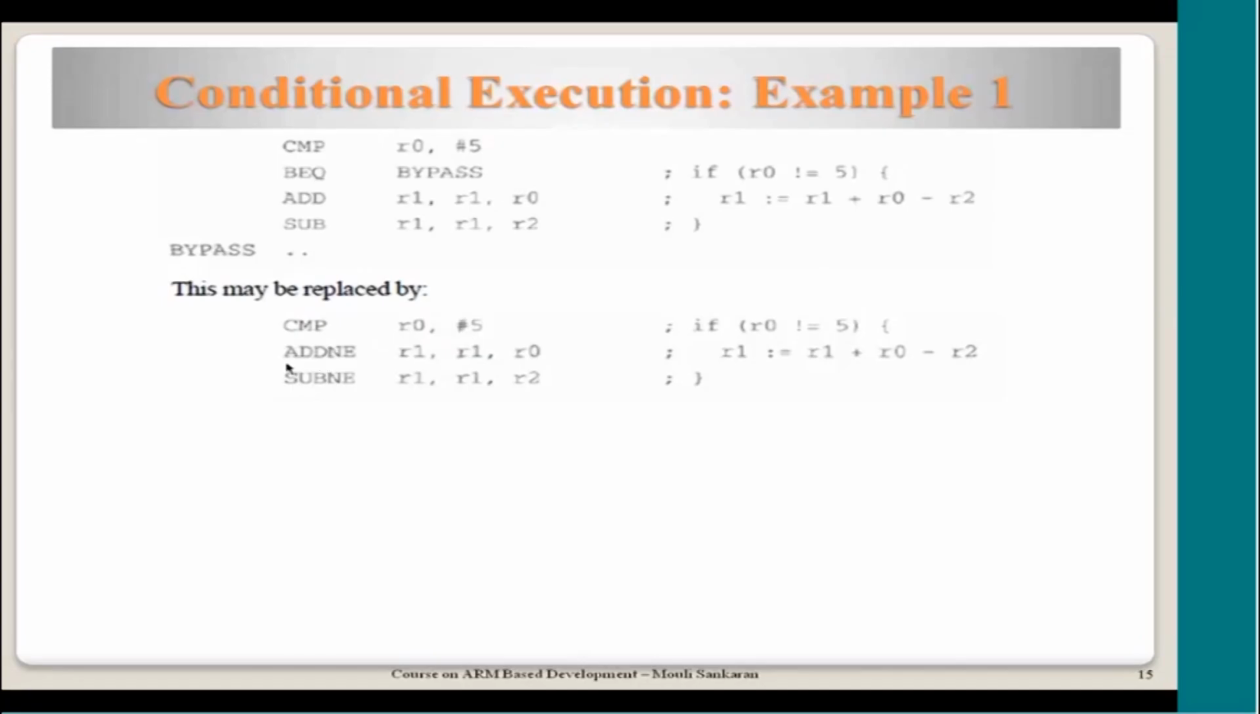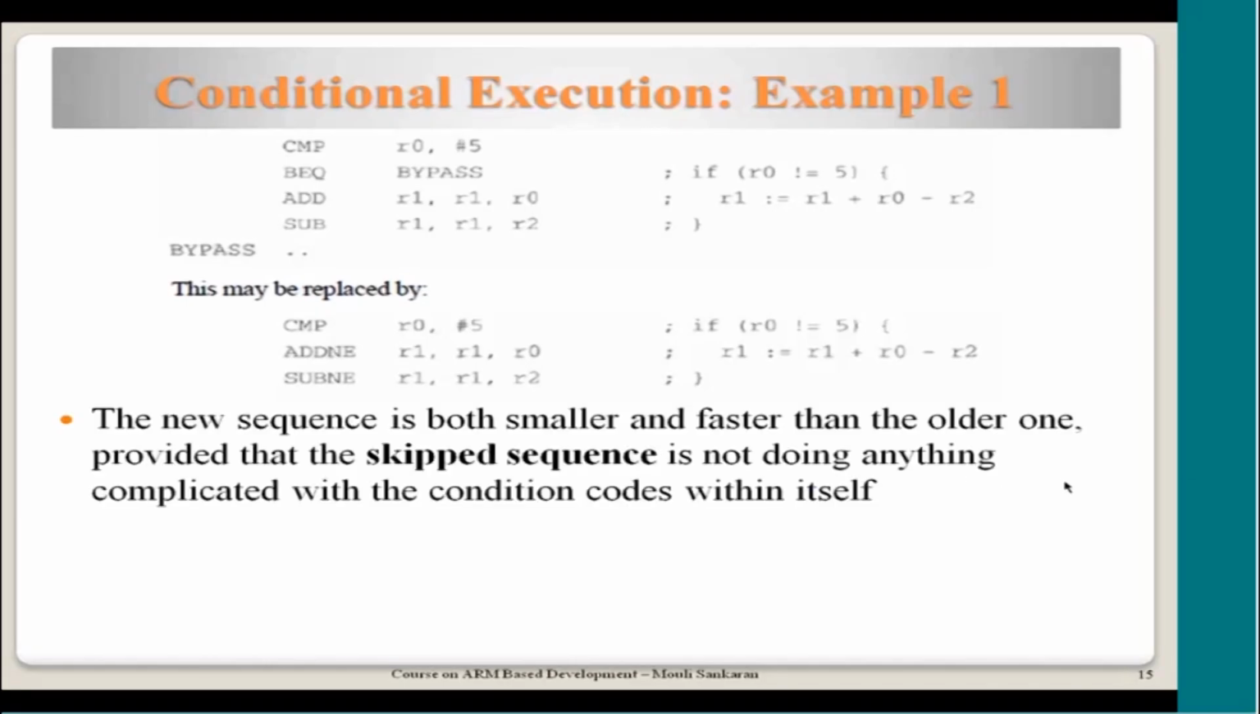Now come here, ADDNE. NE means not equal to. Not equal to is, suppose the zero flag is not set, that means it is cleared, then you execute this. Again SUBNE, that means you subtract R1 minus R2 and assign the value back to R1, provided that the zero flag is clear. So this is the way a program is written using the conditional execution support provided by ARM.